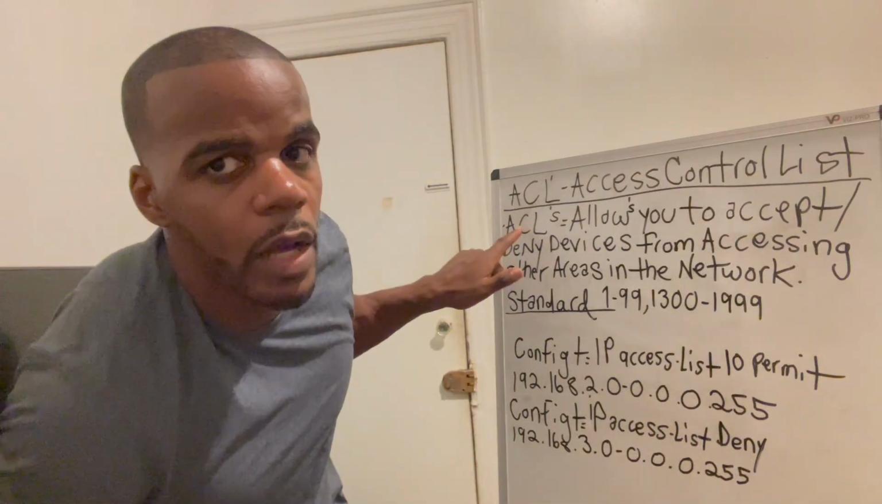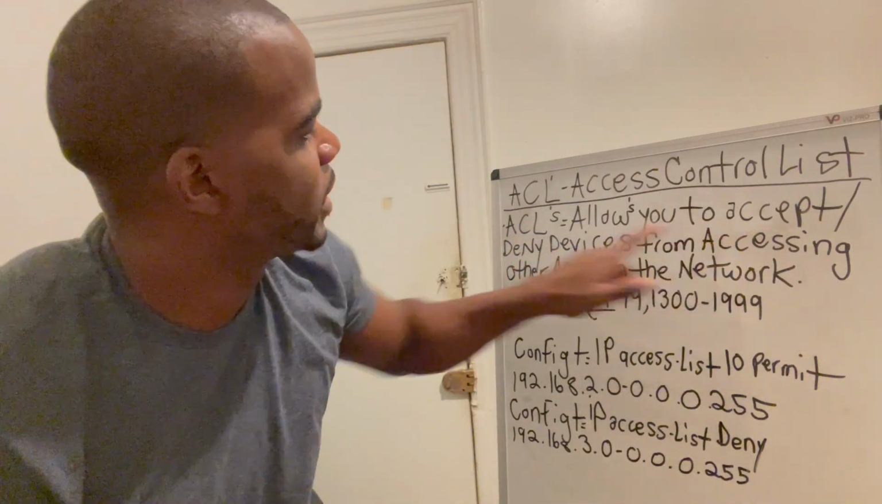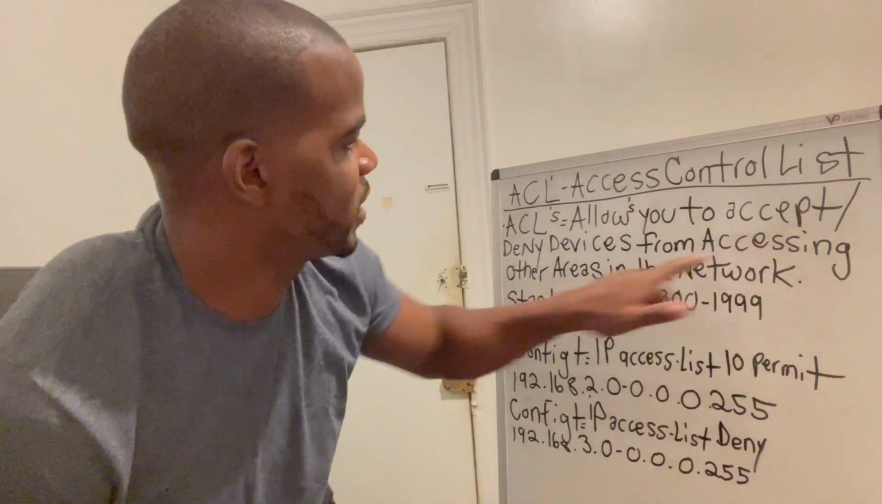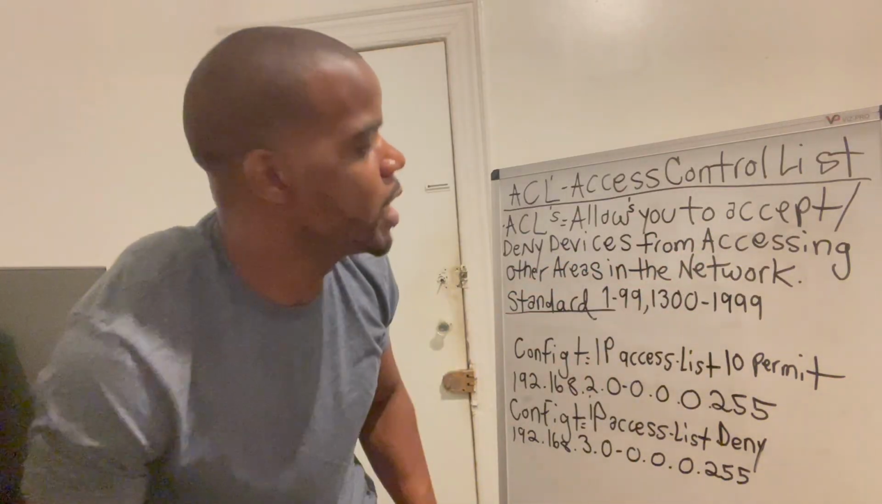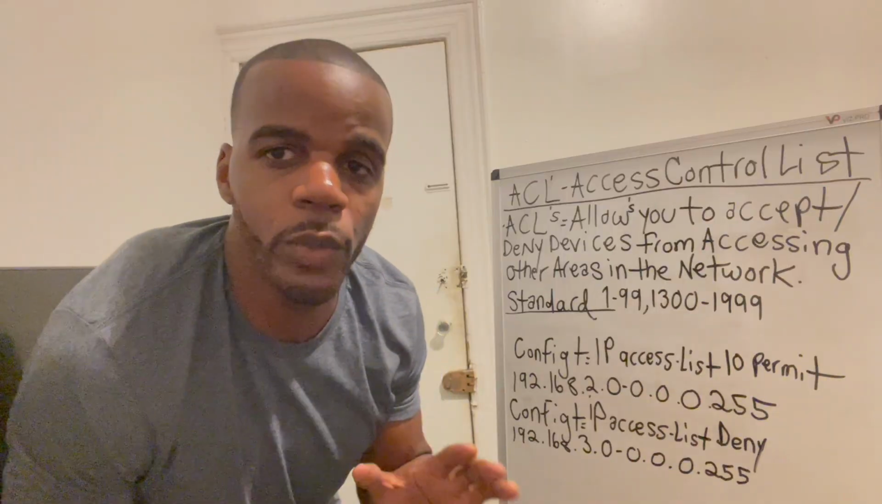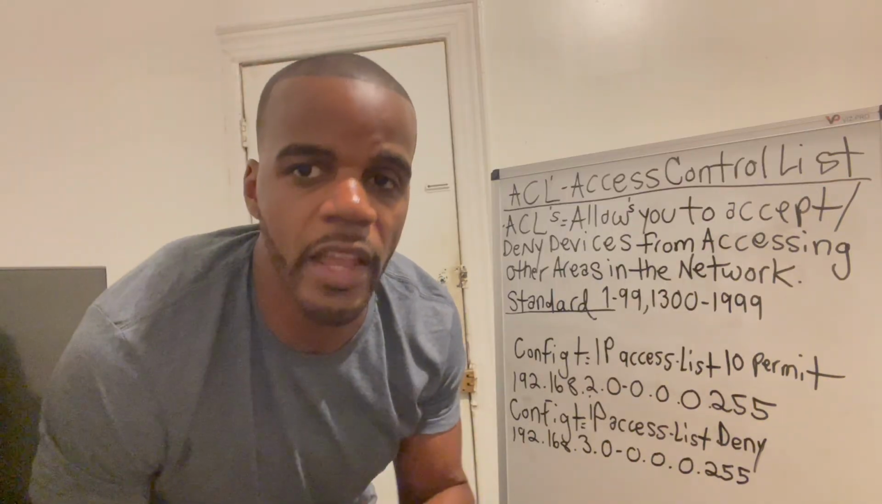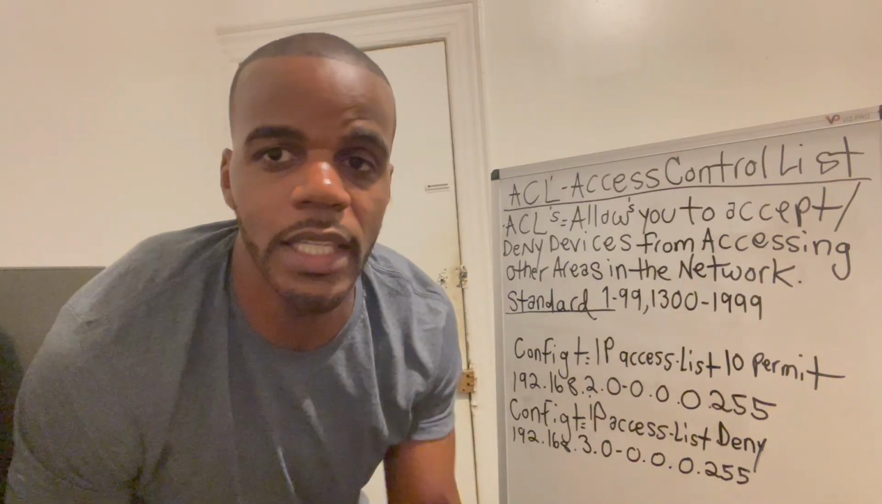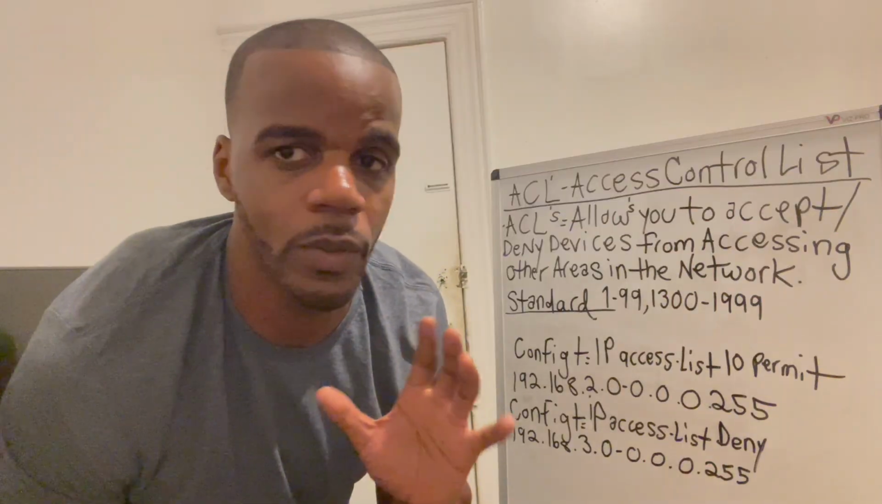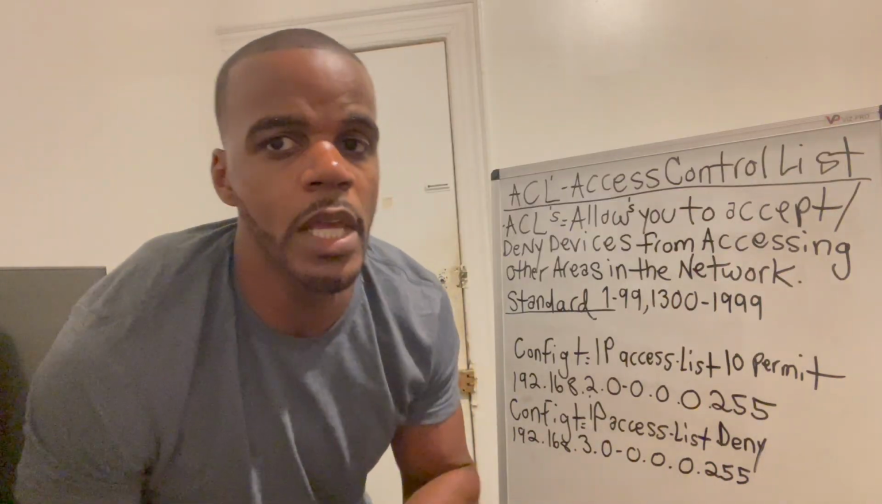ACLs allow you to accept or deny devices from accessing other areas in the network. There are different kinds of ACLs, but the one that we're gonna talk about today is called a standard ACL, which is the easiest one to set up on your router.